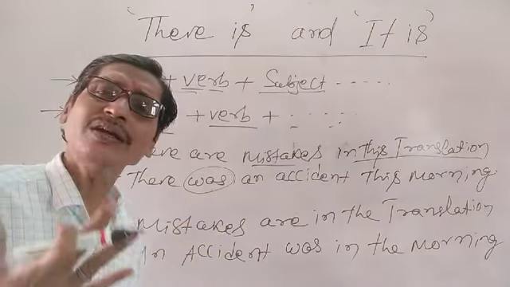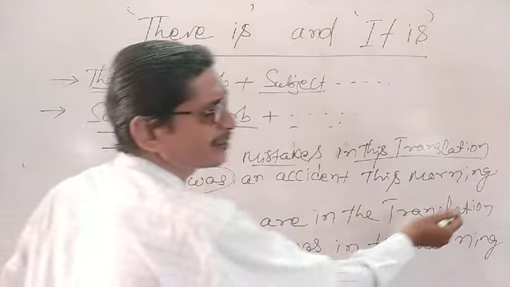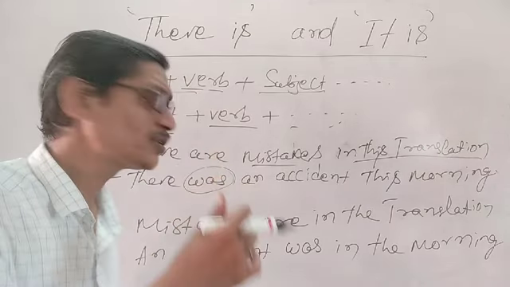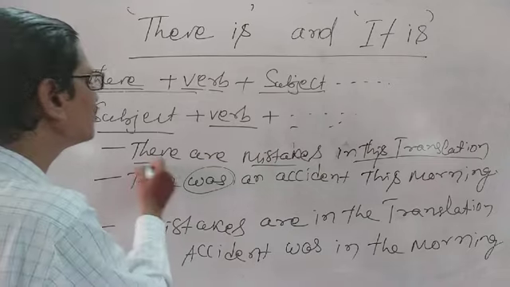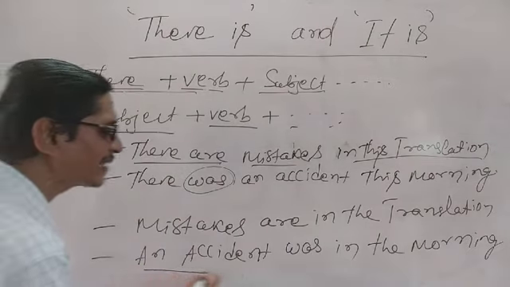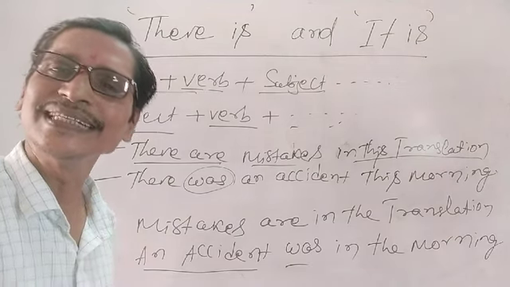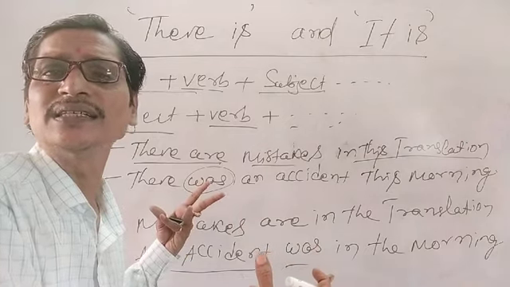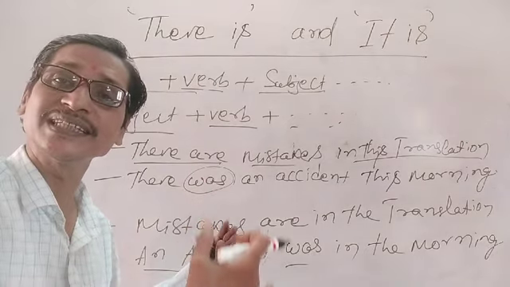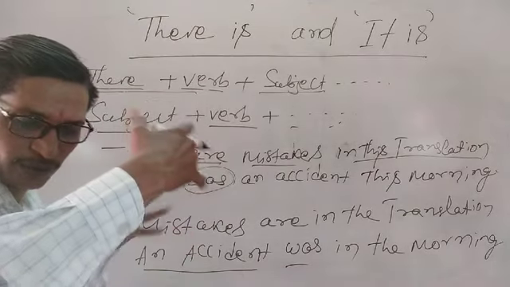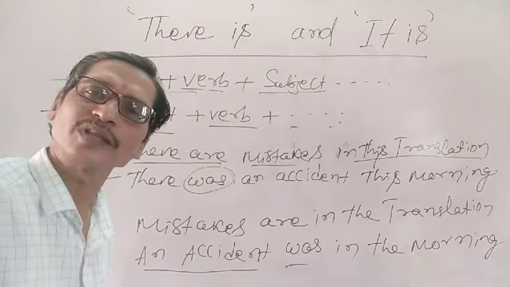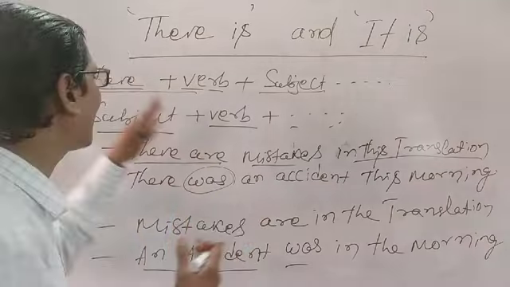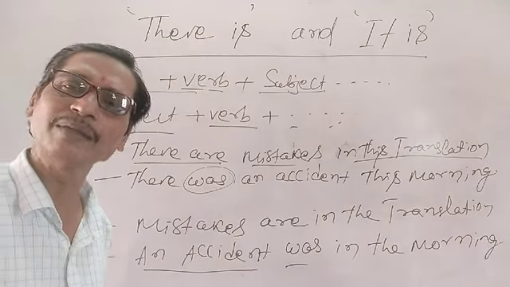Okay, but we cannot write like this: mistakes are in the translation. So here we cannot identify whether the mistakes are existing there. So to express existence, we should use there plus be verb. Similarly, an accident was in the morning is not completely incorrect grammatically, but it is incorrect in terms of syntax, so it is not expressing the presence or the existence, or what you say, the taking place. Okay, so something takes place, something is present or exists. So for that we must use there with the be verb.